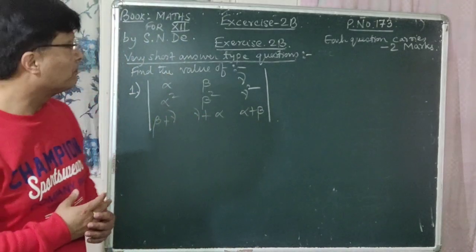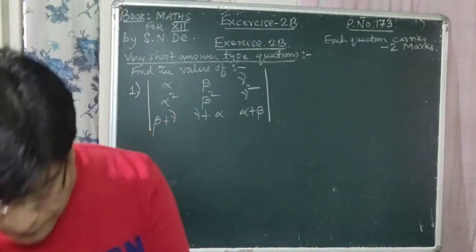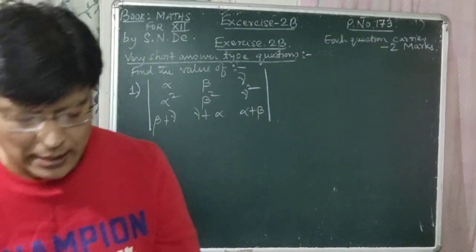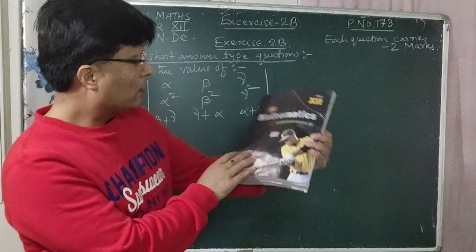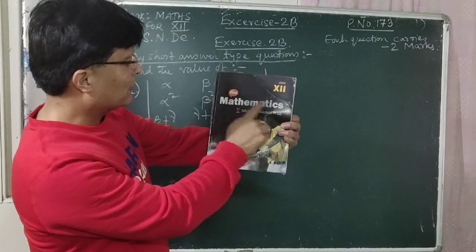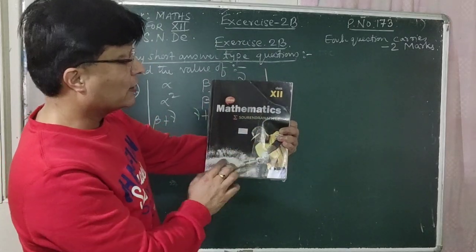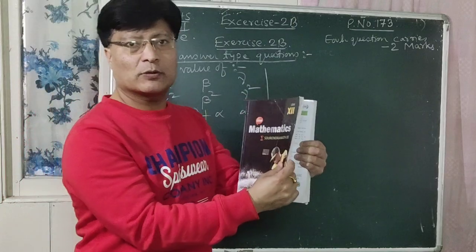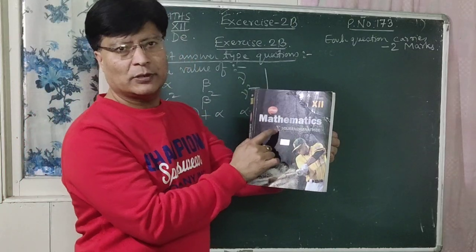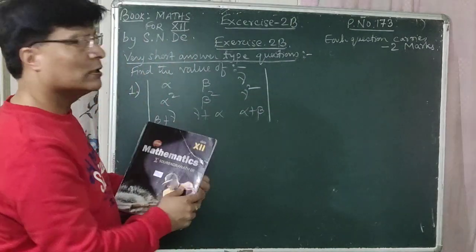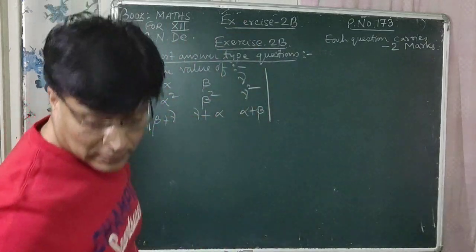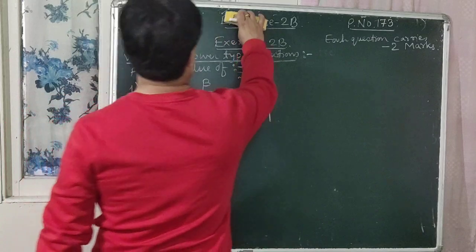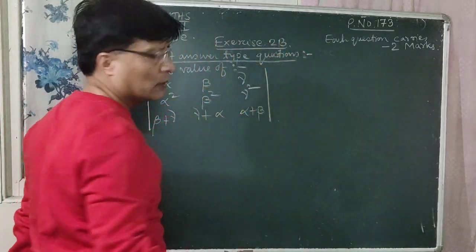So this class is for class 12 science. In the last class, we were doing determinants. In that class, we learned how to expand a given determinant, and we know the properties of a determinant. We did only the theory portion of determinants in the last online class, and today we'll do some problems.